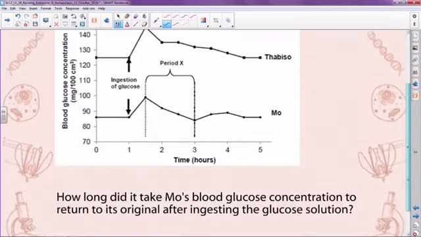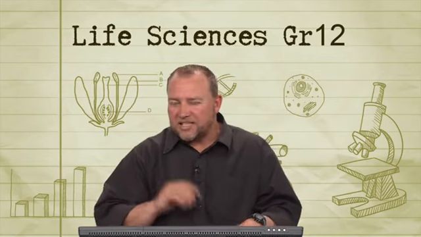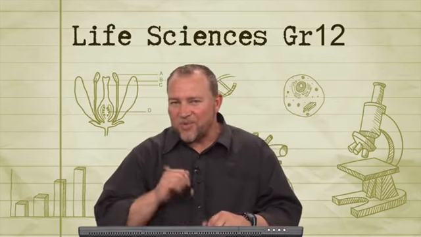Okay, next question, still the same. How long did it take Moyo's blood glucose concentration to return to its original after ingesting glucose? So how long, how much period do you think it would have taken him for his levels to go back to normal? I'm going to give you 1 minute. Let's see if you can work that out. Are you ready? Off you go.